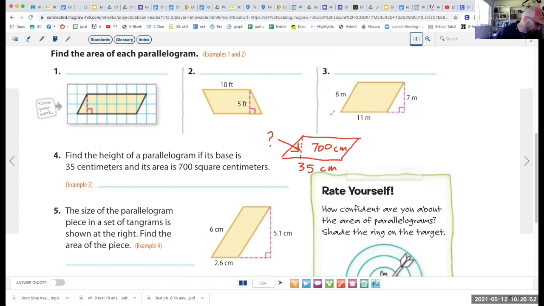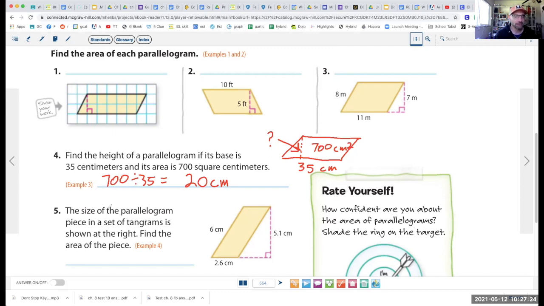All right, so you should have done 700 divided by 35, and if you use a calculator, I'll never know. But it equals 20. So this equals 20. Now look, this is 20 centimeters, not square centimeters. The 700 is centimeters squared, but because we're just doing the line, not the area, it's just 20 centimeters. All right, cool, guys.